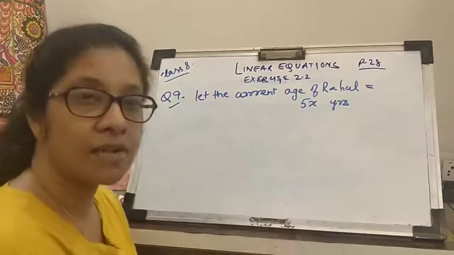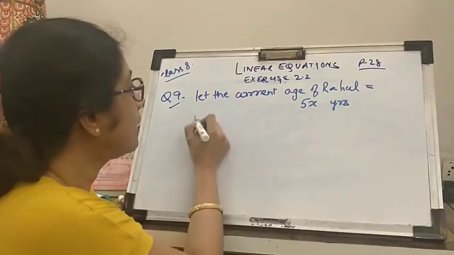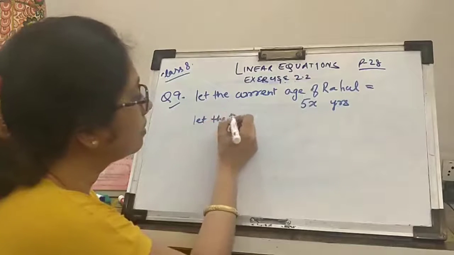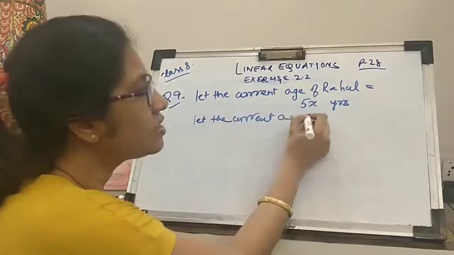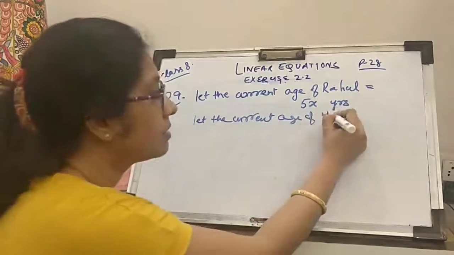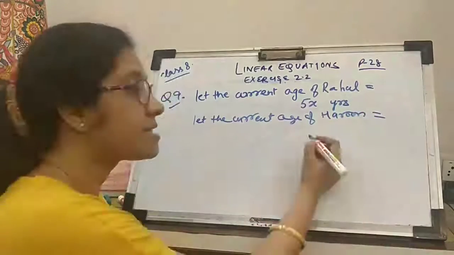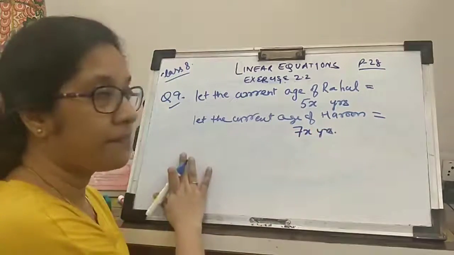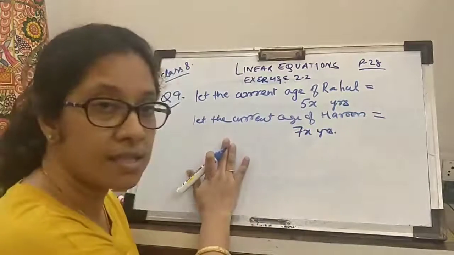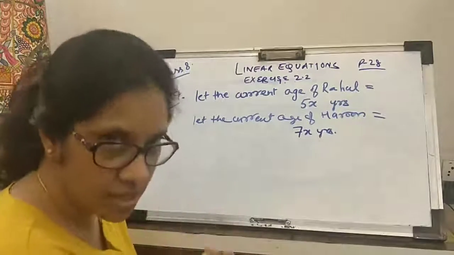Let the current age of Rahul be 5x years, and let the current age of Haroon be 7x. See, these ages are their current ages. Okay, we are given after 4 years.